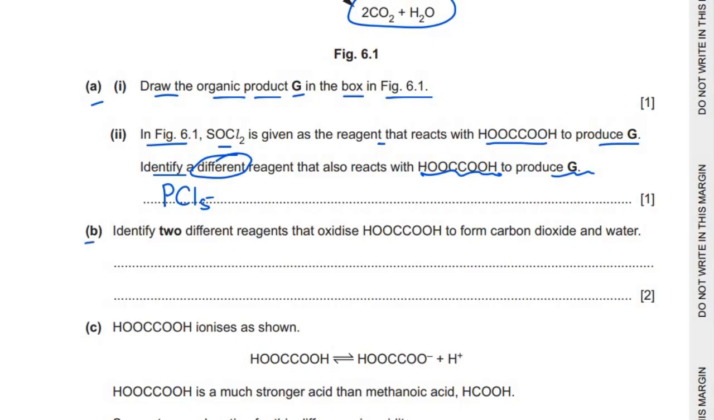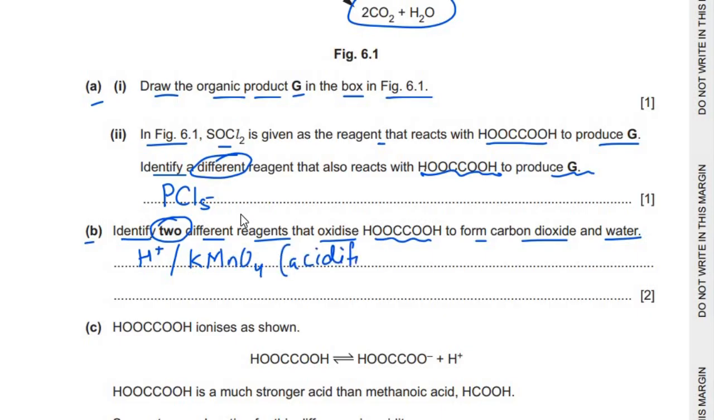Now, the big question is, identify two different reagents that oxidize the ethane dioic acid to form carbon dioxide and water. Now we have said two different reagents, so we are supposed to name two different reagents. So obviously, if we want to oxidize carboxylic acids to carbon dioxide and water, one of the best reagents is acidified potassium manganate. We can also write the bracket acidified, or else we can write H plus with the slash, that is also fine. But other than that, the carboxylic acid, especially ethane dioic acid, can be oxidized by oxygen also, but obviously that process is very, very slow. But finally, oxygen also oxidizes the ethane dioic acid to carbon dioxide and water.